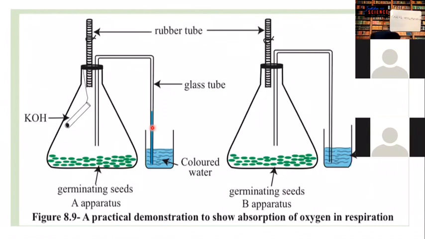Tilapia. What is the respiratory organ of tilapia? Gills. They are gills. What is the respiratory organ of humans? What do we use for respiration? What is our respiratory organ? Lungs. Then the dog also has lungs. Right.